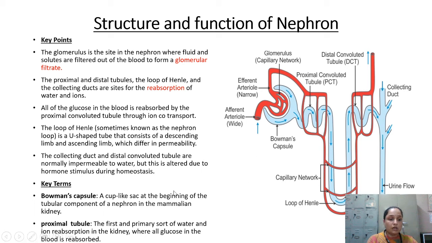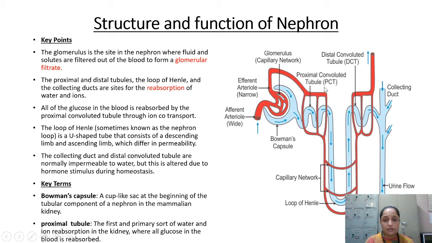Okay. Now key terms, Bowman capsule. It is a cup-like sac at the beginning of the tubular component of the nephron in the mammalian kidney. Mammalian kidney में ये जो उसका नेफ्रॉन का बेसिकली ये किडनी के अंदर पाया जाने वाला यूनिट है जिसको हम बोलते हैं नेफ्रॉन, and this cup-like cavity is known as a Bowman capsule.